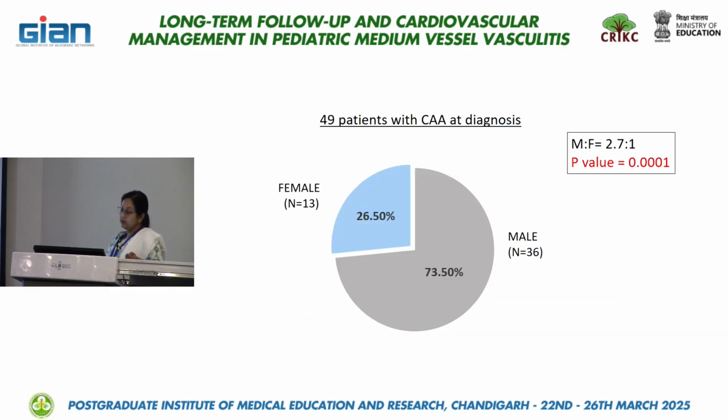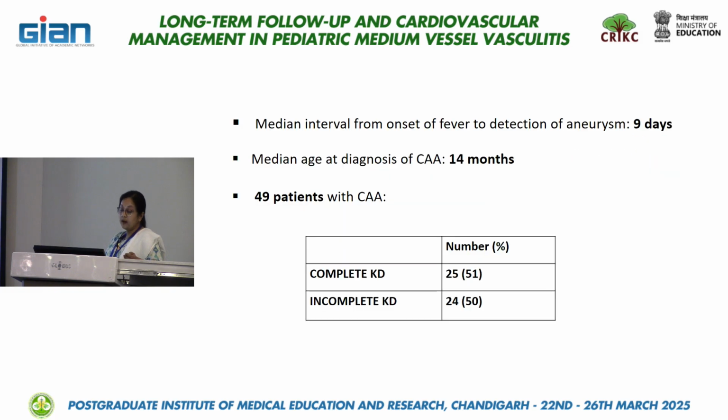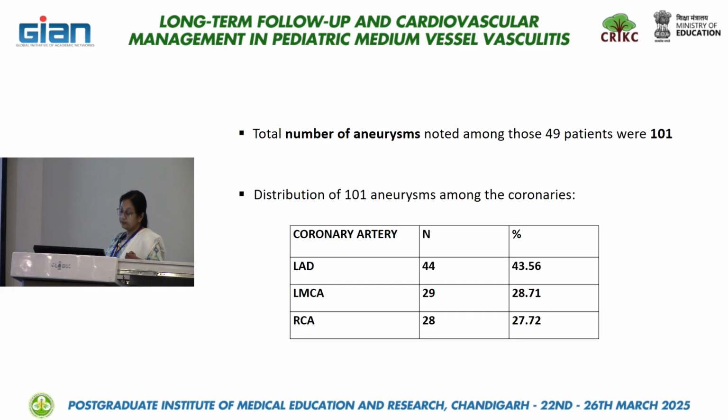Gender distribution, male to female ratio was 2.7:1. Median interval from the onset of fever to the detection of aneurysm was 9 days, and median age at diagnosis of aneurysm was 14 months. Among the 49 patients with aneurysm, 25 had complete KD and 24 had incomplete KD. The total number of aneurysms noted among these 49 patients was 101, because many patients had multiple aneurysms.